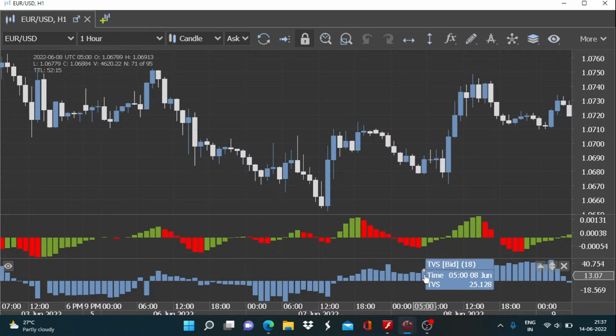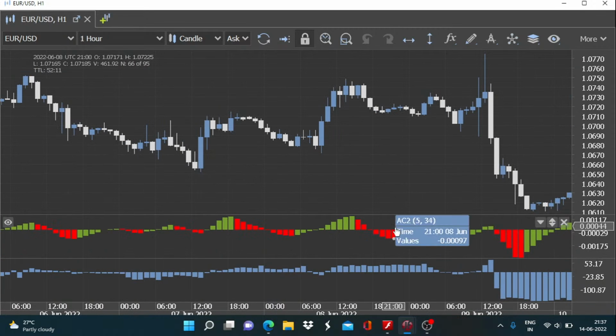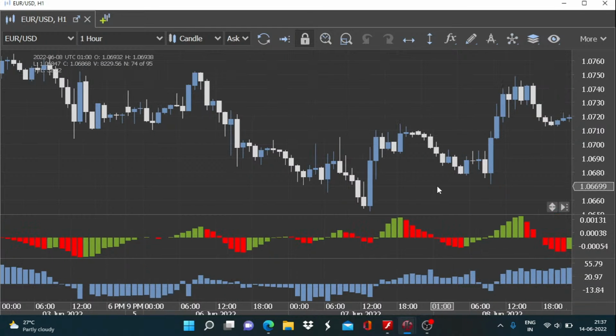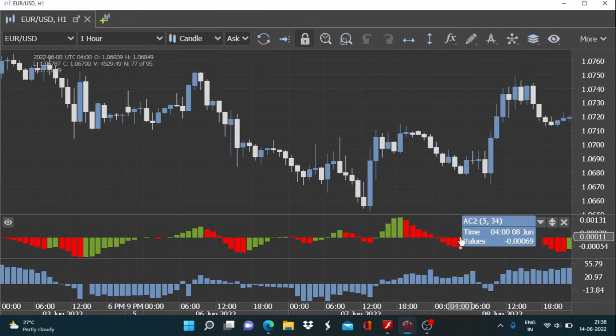So for that, we have to go back in time to 8 June, where we had this TVS output above 0, and not only should it be above 0, it needs to be on the rise as well. So the volume should be rising along with being in the positive territory. That is going to be the requirement for the TVS. And then we turn our focus to the acceleration deceleration oscillator.